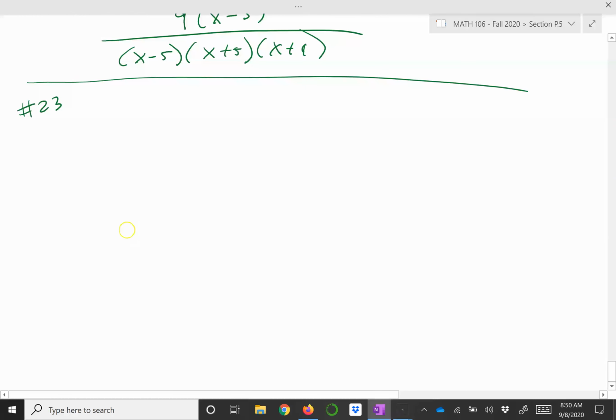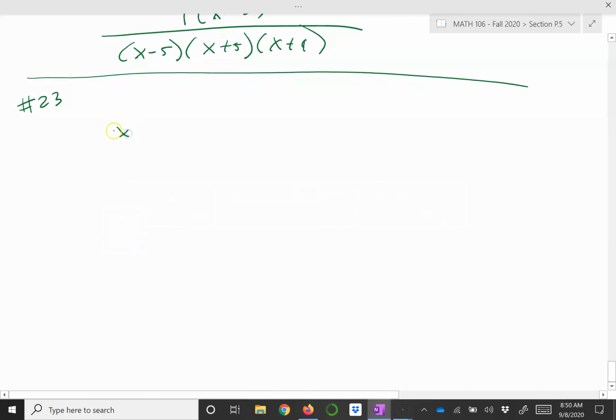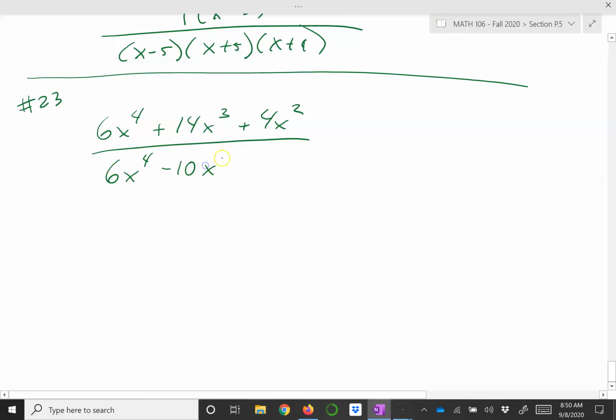Okay, so we have to reduce this rational expression.